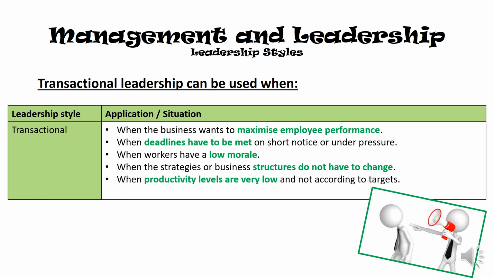And then lastly, when productivity levels are very low and not according to targets, obviously we need to improve our productivity, we need to start meeting our targets, and we need to motivate our workers. We want our workers to work harder to increase their productivity. We have to give them a reason to want to work harder. So we offer them a reward for working harder and reaching their targets, or we issue a punishment for not meeting the targets.